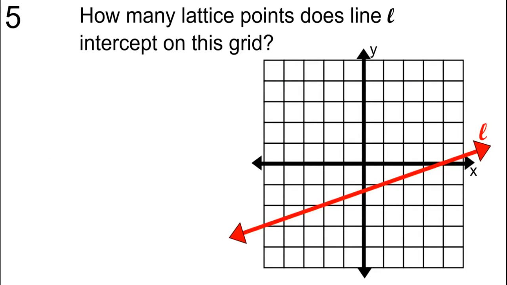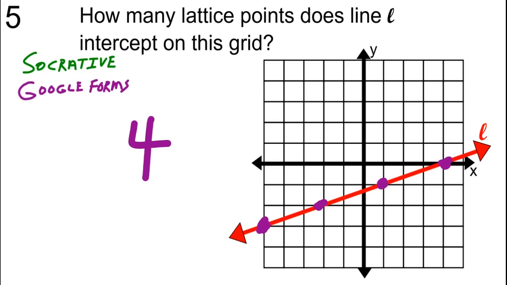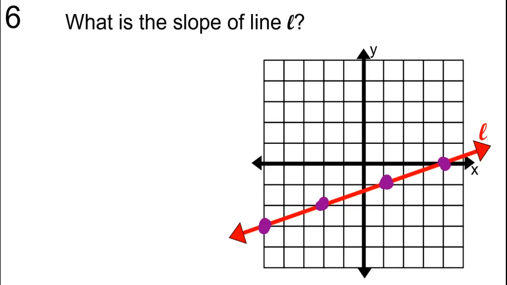Lattice points can help us to find the slope of line L. We should be able to see that this has 1, 2, 3, 4 lattice points. If you are answering this at Socrative or Google Forms, just put the number 4, do not write a sentence. Number 6, what is the slope of line L?